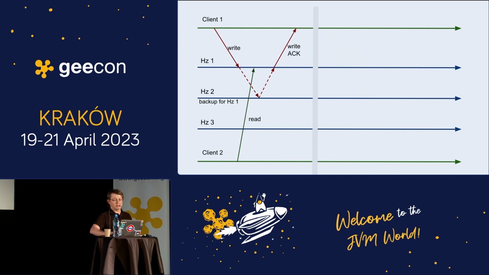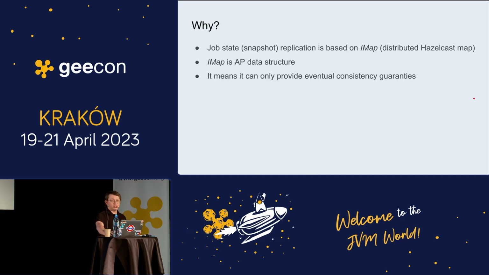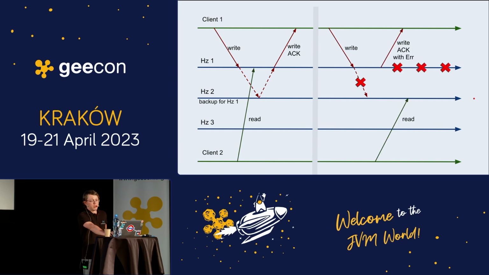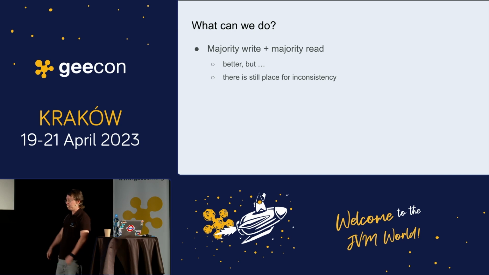We have such an issue. How can we fix it? To fix this issue, we can apply the read-write majority approach. For example, Cassandra uses it, and it works. It is better than what we have now, but there is also the possibility of inconsistency, because read-write majority doesn't guarantee a strong level of consistency.